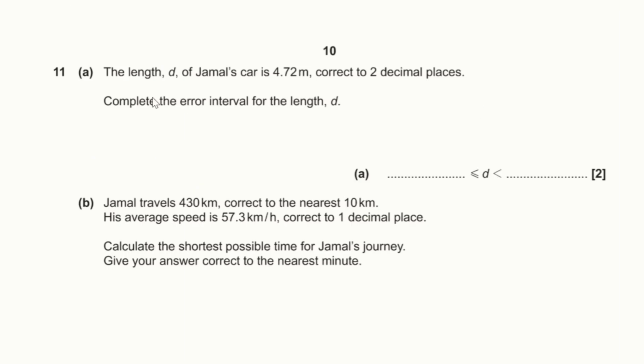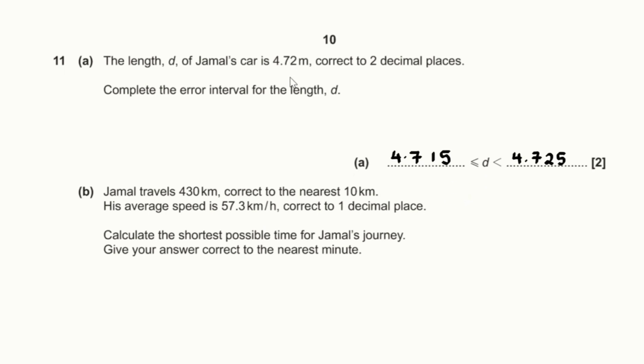Question number 11. For part A, the length D of Jamal's car is 4.72 meters, corrected to 2 decimal places. We have to complete the error interval for the length D. Well, we've got 4.715 being less than or equal to D being less than 4.725. A value of D which satisfies this inequality will round to 4.72.